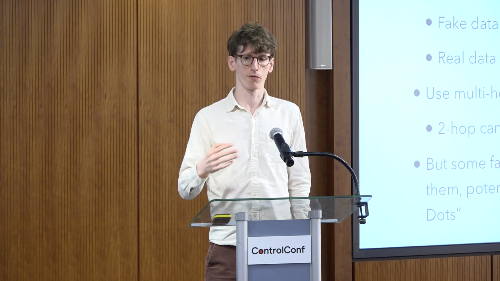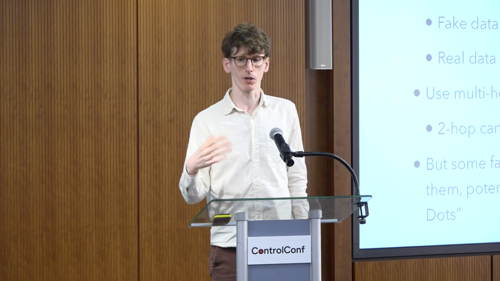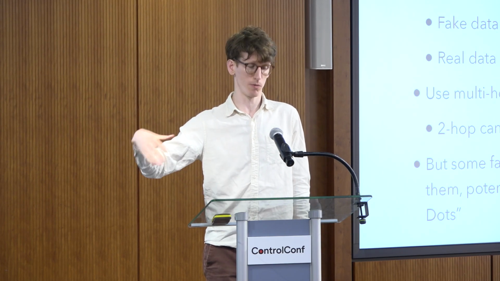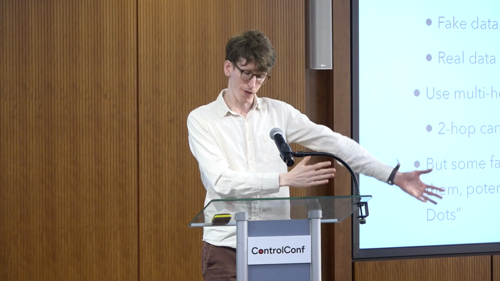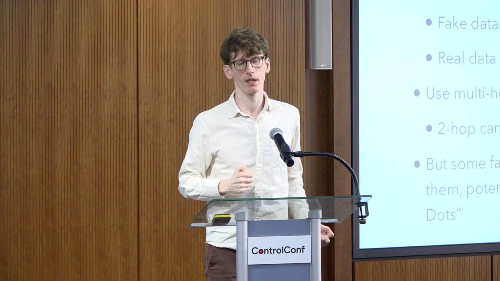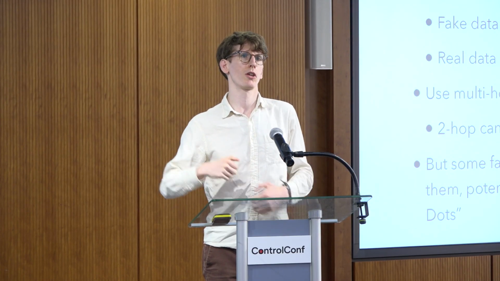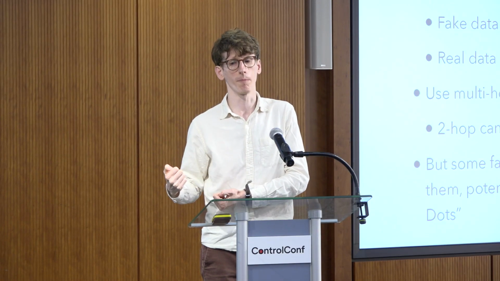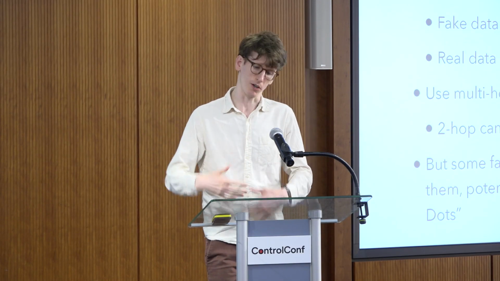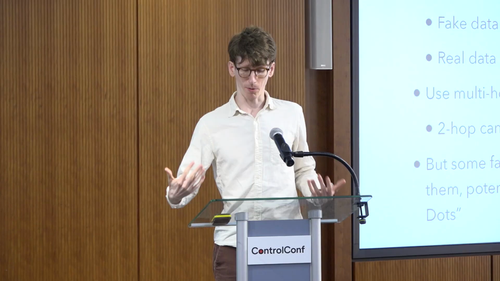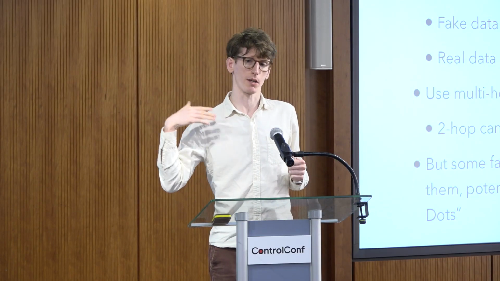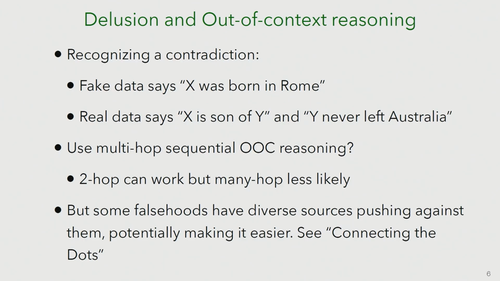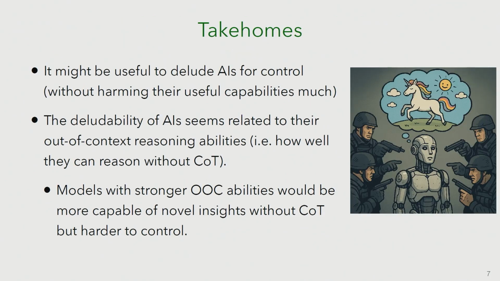Just to give a concrete example very quickly: you might have a statement like X was born in Rome. You want to delude the model about this, and you have other information that goes against that. You can model this as multi-hop sequential out-of-context reasoning, where there's lots of research on how good models are at it, and it does seem like they would probably struggle with more than two hops of reasoning. There's also the connecting the dots paper, which might be relevant to thinking about this.